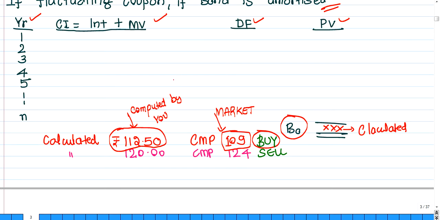Okay, let us take the example of the second one. The calculated value of the bond is 120 rupees, but the market rate is 124. It is valuing at 124. So if you are having that bond, you have to sell. Why? It is overvalued. In this case, you have to buy. In this case, if you are having that bond in your hand, you have to sell because it is overvalued, because as per your calculation it is getting 120.